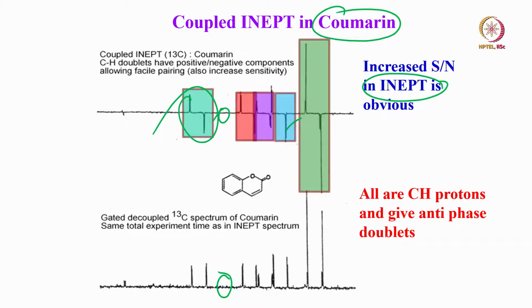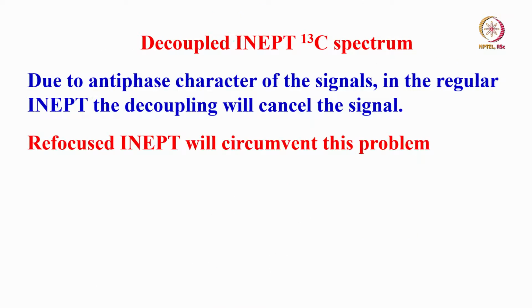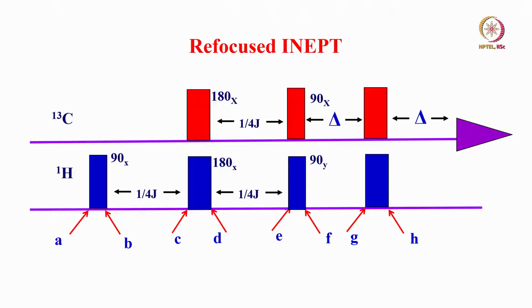Especially when you want to observe dilute spin. This is an experiment which is coupled INEPT, not decoupled. Now you can also do the decoupled INEPT, but there is antiphase character, as I told you. If I try to do the decoupling immediately, it is a problem. So what we can do is what is called the refocused INEPT. That's an experiment which will circumvent the problem of antiphase character of the carbon-13 signal, and instead of reduced intensity, we can make sure that antiphase character becomes in-phase character, and we are going to get the enhanced intensity.